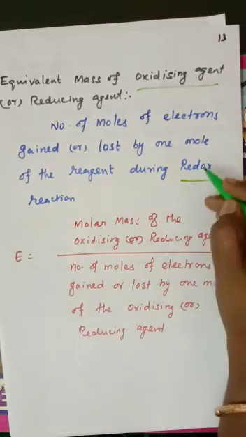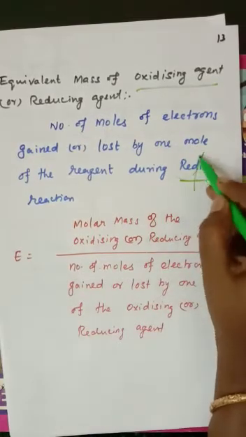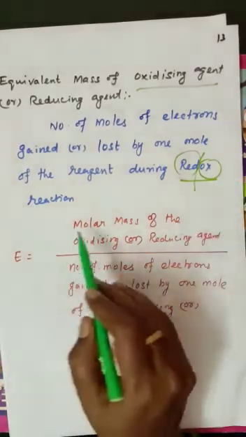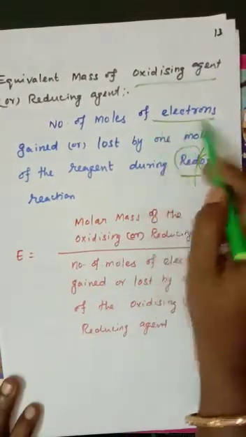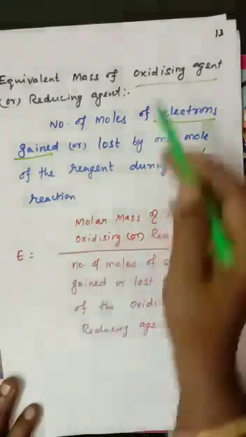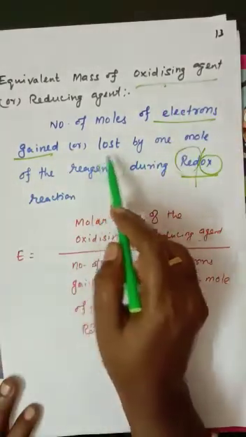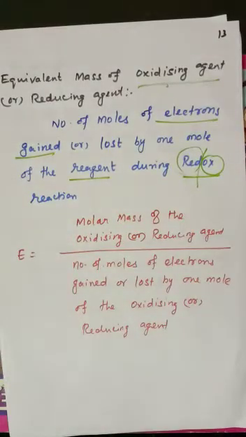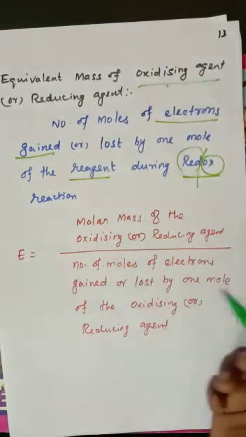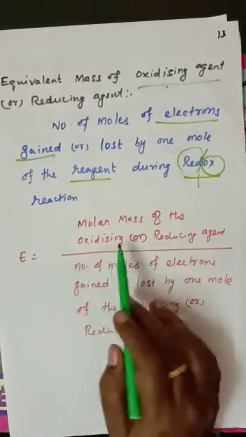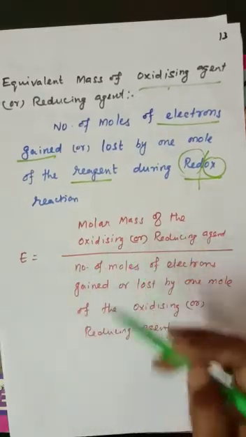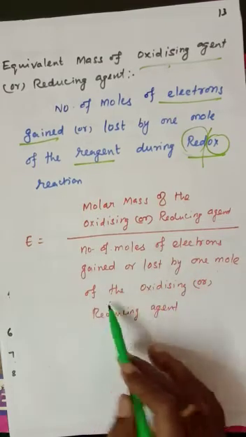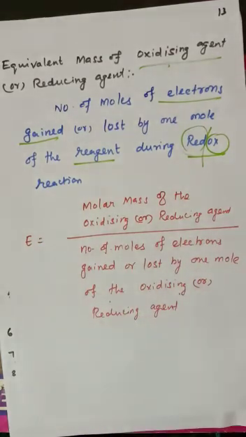Redox is what? Red plus ox. It is reduction as well as oxidation. In a redox reaction, the number of moles of electrons gained, that is the oxidizing agent, or lost by 1 mole of the agent, gives the equivalent mass of the oxidizing agent as well as the reducing agent. So it is equal to the molar mass of the oxidizing or reducing agent divided by the number of moles of electrons gained or lost by 1 mole of the oxidizing or reducing agent.